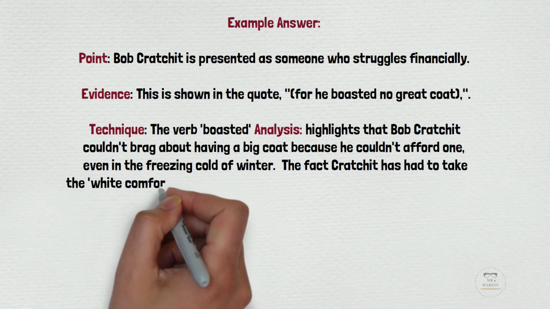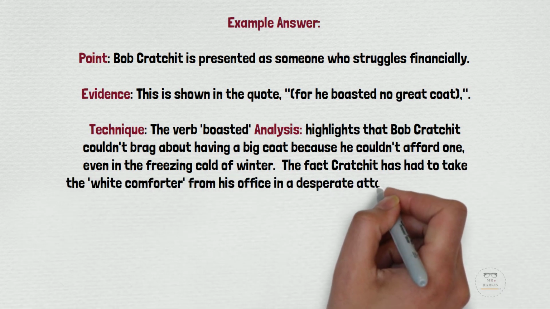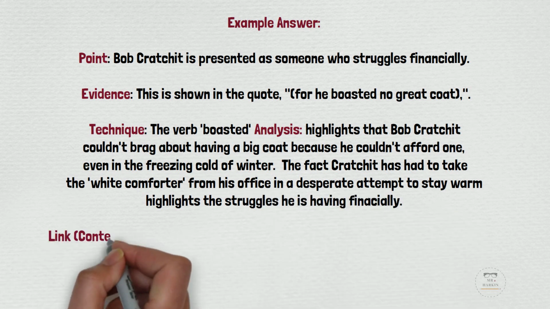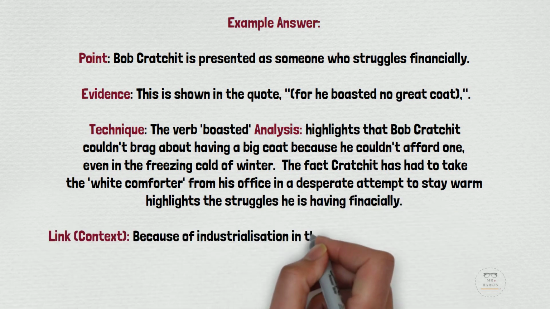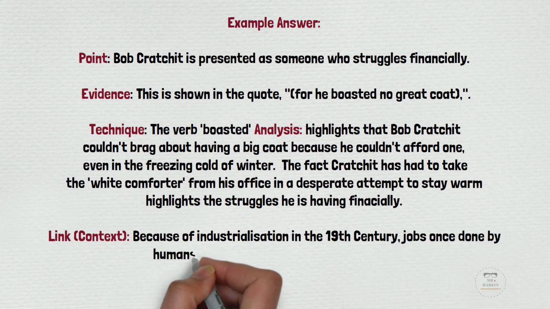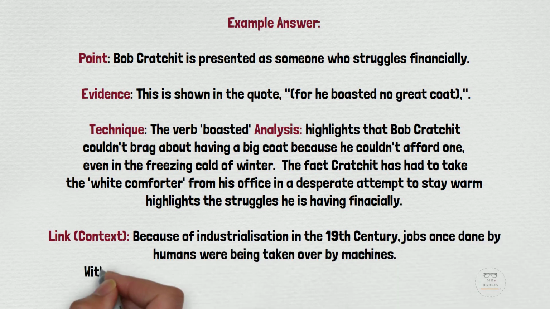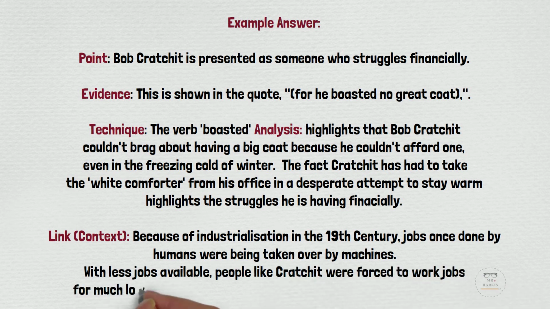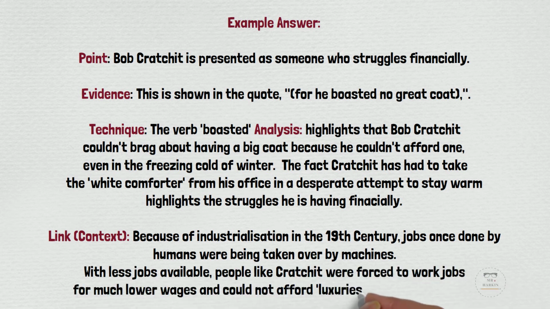This is shown in the quote, "for he boasted no great coat." The verb "boasted" highlights that Bob Cratchit couldn't brag about having a big coat because he couldn't afford one, even in the freezing cold of winter. The fact Cratchit has had to take the white comforter from his office in a desperate attempt to stay warm highlights the struggles he is having financially.